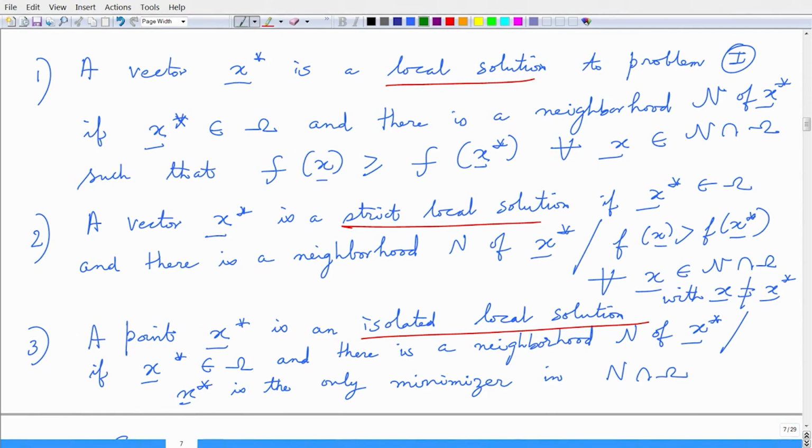A vector x star is a local solution to problem 1 if x star belongs to omega and there is a neighborhood n of x star such that f of x is greater than or equal to f of x star for all x belonging to n intersection omega. So, here throughout we are looking at this minimization problem, therefore, I am bringing this notion. So, always we assume the minimization throughout our discussion. For the maximization you can always flip the inequality and you can proceed.